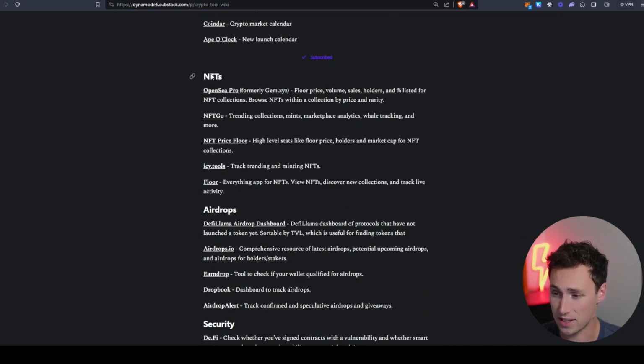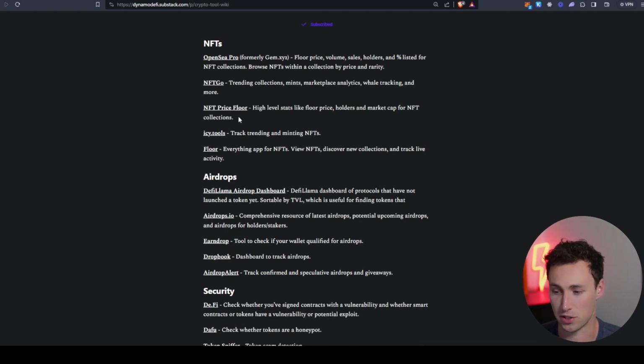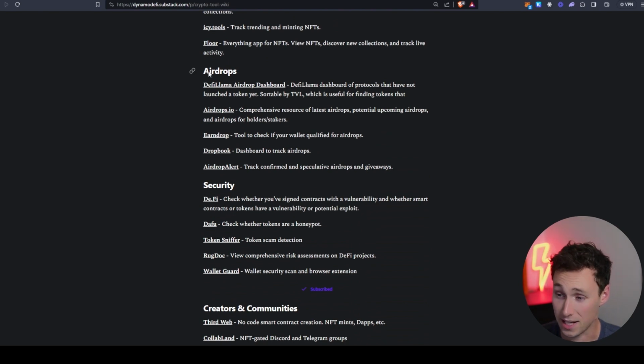Next section is NFTs. This includes things like NFT price floor, OpenSea Pro, trending collections and mints, lots of different stuff for you to track and manage your NFTs. Next section is going to be airdrops.